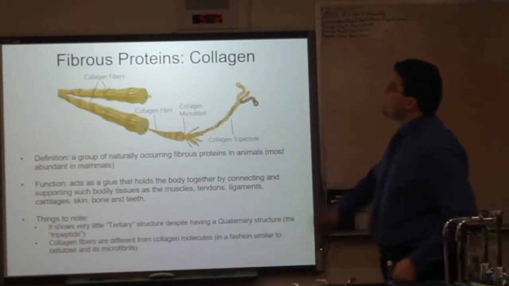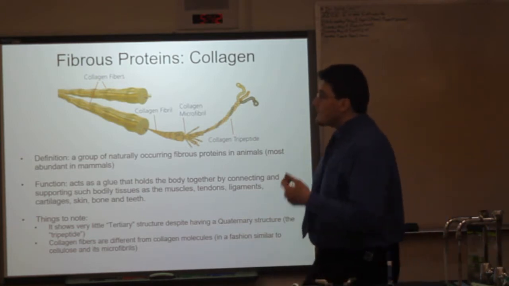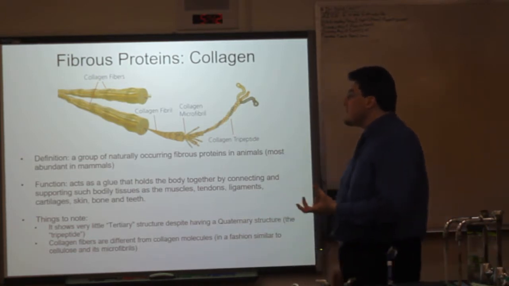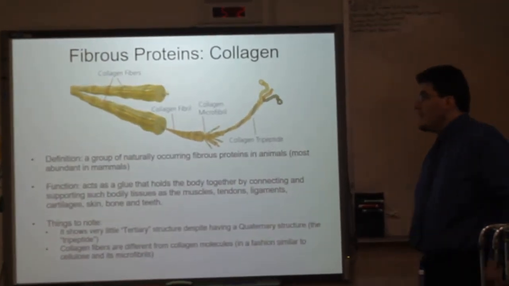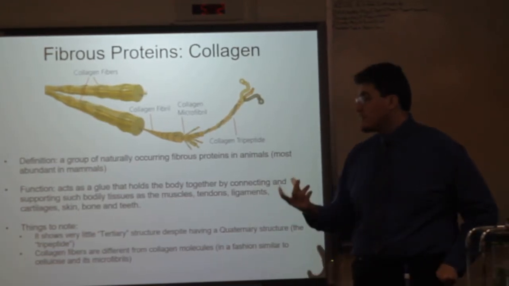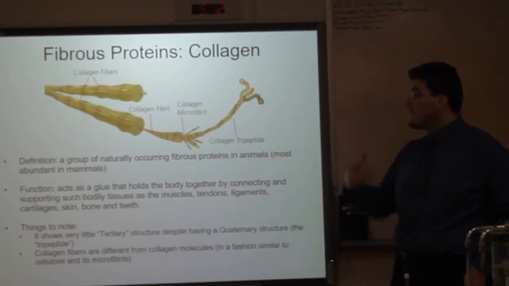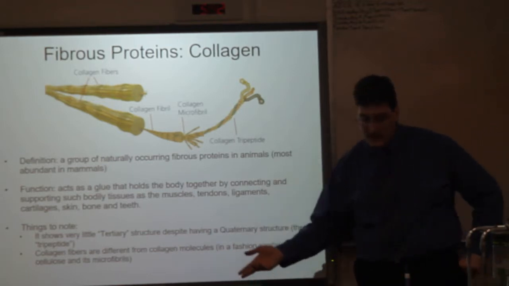All right, now more about fibrous proteins, specifically collagen. Collagen is a group of naturally occurring fibrous proteins in animals, most abundant in mammals. It functions as a glue that holds the body together by connecting and supporting such bodily tissues as the muscles, tendons, ligaments, and cartilages, skin, bone, and teeth.